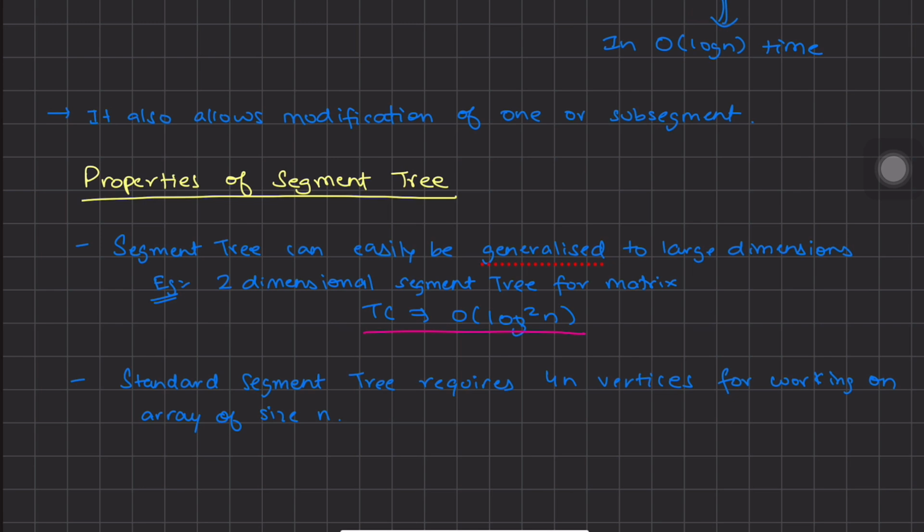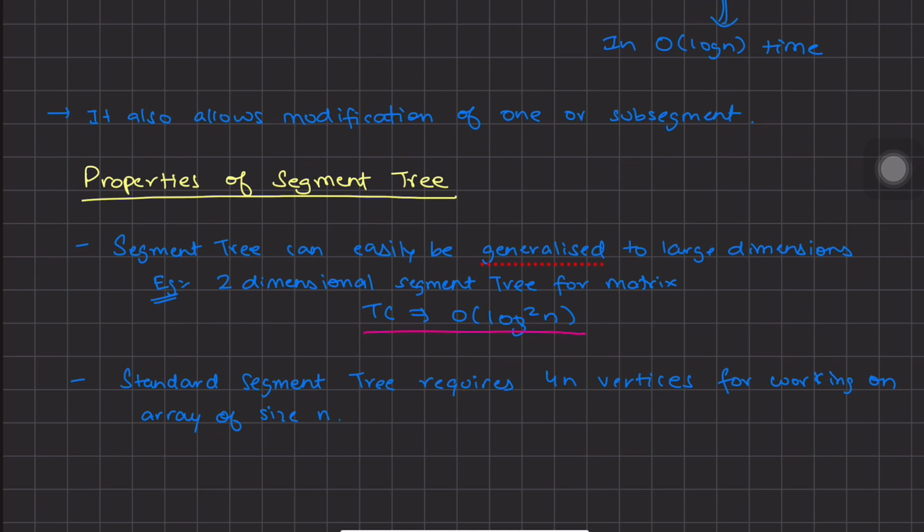What I mean by that is, for a two-dimensional segment tree on a matrix, the time complexity would be O of log squared n, and for a three-dimensional array, it would take O of log cubed n. So that is how a segment tree can easily be generalized. The second one is that a standard segment tree requires 4n vertices for working on an array of size n. When we build our segment tree in the form of a binary tree, then for an array of size n, the most vertices that will be required is 4n.